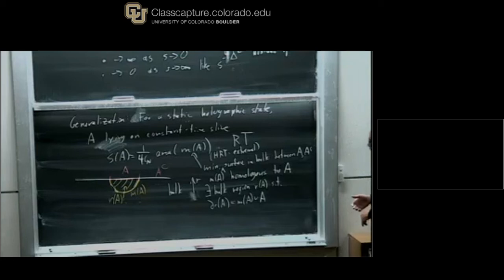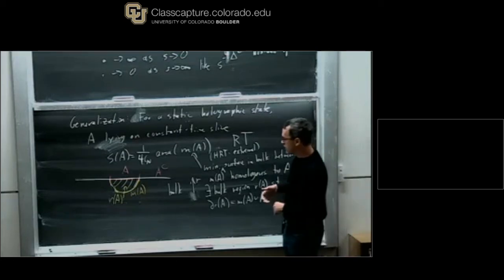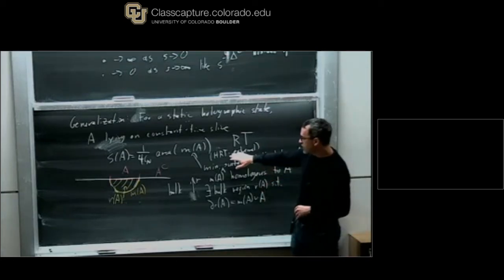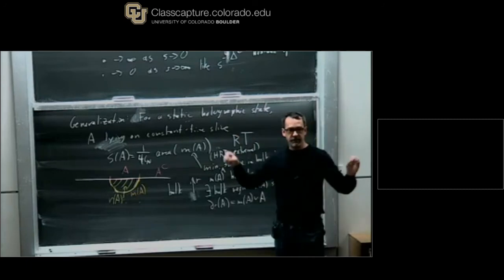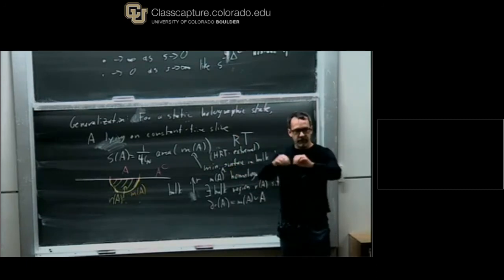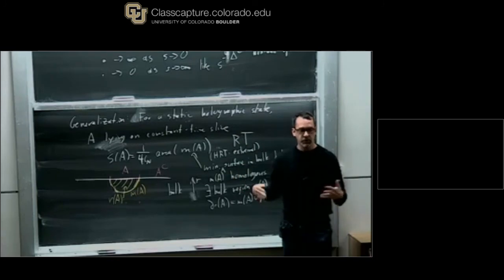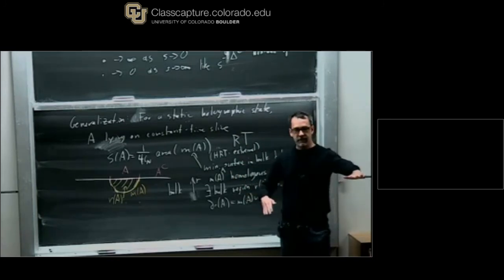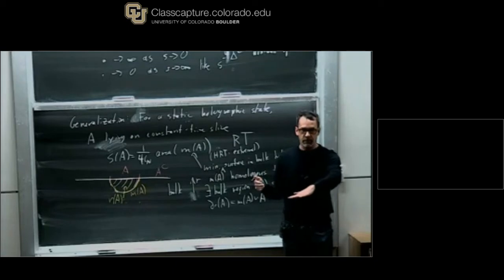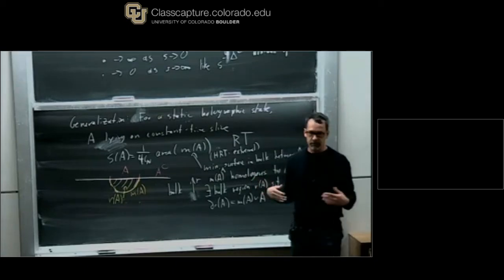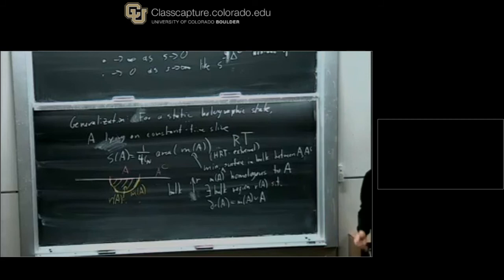But when you're doing HRT, then you're looking at codimension 2 surfaces, space-like surfaces in the full space-time. When you're doing RT, you've simplified your life, and you're working on a constant time slice. Within that constant time slice, you're looking for a codimension 1 surface, which is simply minimal area. Much easier to work with, okay, but less general, okay?